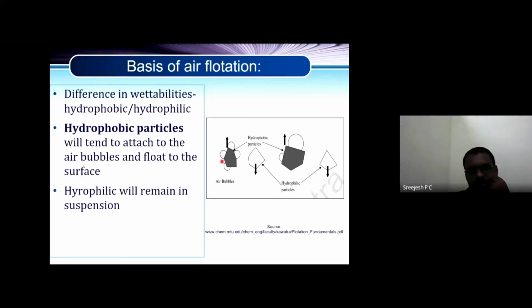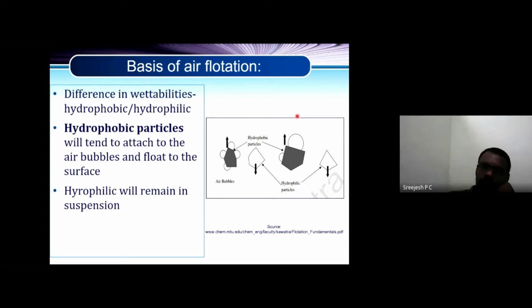So this is a schematic representing what kind of molecules are normally separated when you are doing the bubbling process. Here you can see the air bubbles, and there are two types of particles. One is the hydrophobic particles, and the colorless are the hydrophilic particles. As I mentioned in the previous slide, the hydrophobic particles will get adsorbed to the surface of the bubble. And what will happen?